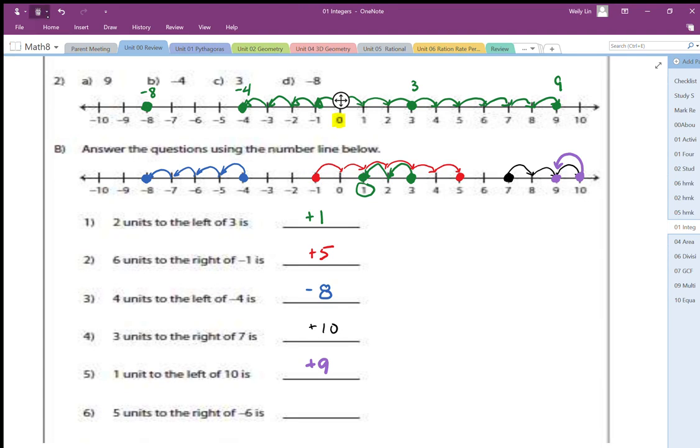5 units to the right of -6. So I'm starting off at -6. I'm going to go in the direction right, 1, 2, 3, 4, 5, and I'm going to end up at position -1. And again, when we talk about integers, we want to know location. The location is relative to going right or left, or positive or negative, so it's important to know which direction we're going to find a relative position, or the next position from the number that we start at.